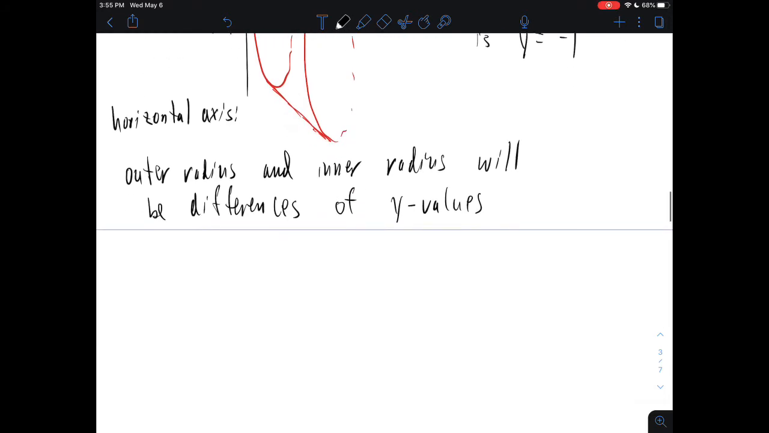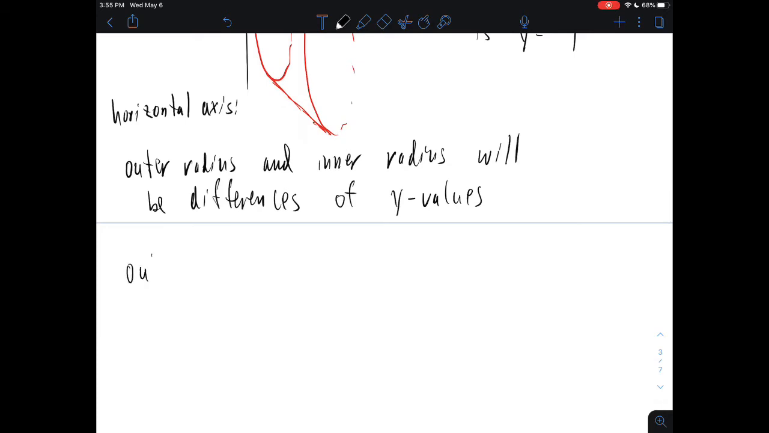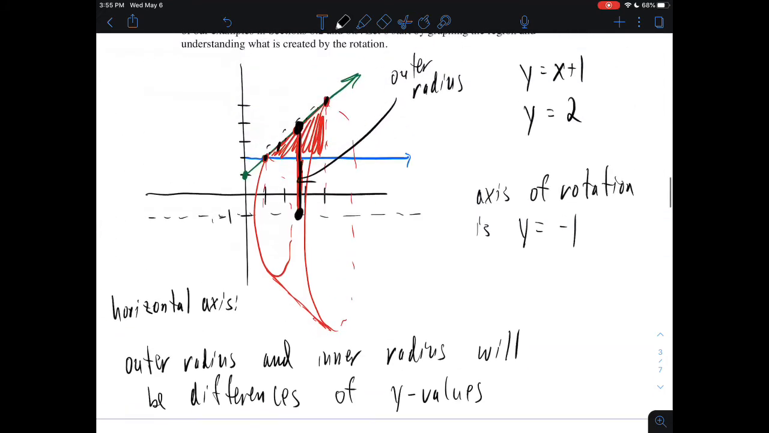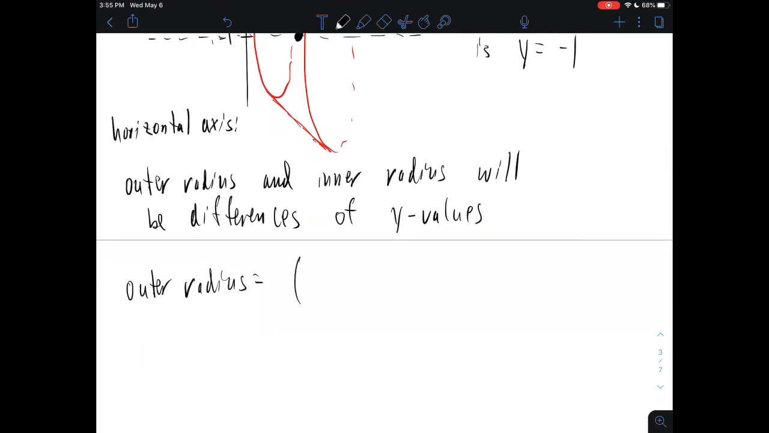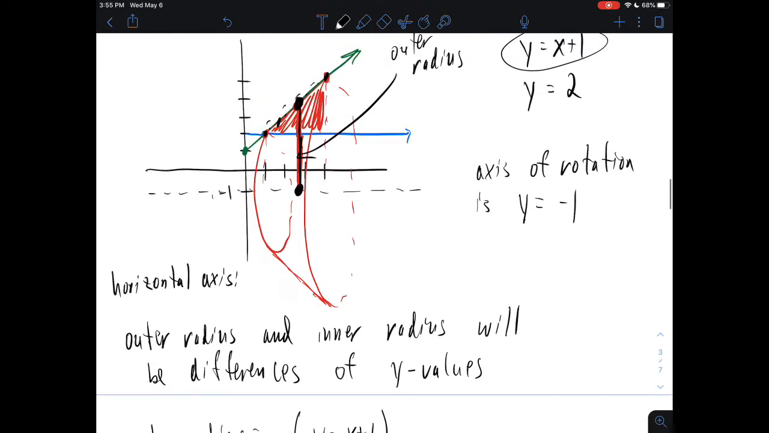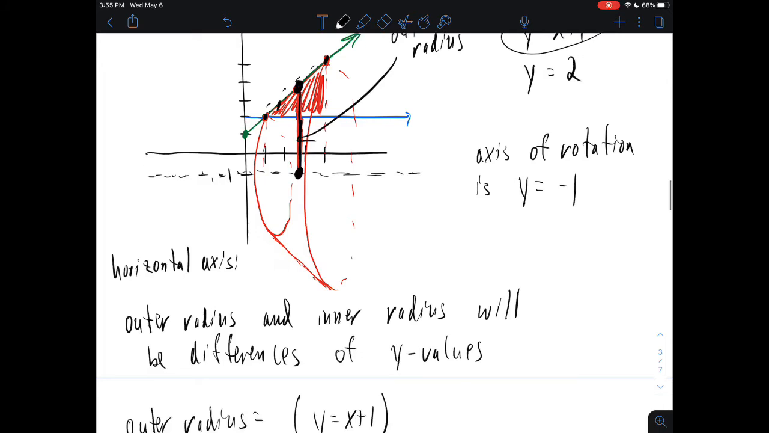So for example, my outer radius here, in this example, it's the y value for a point that's on the green line. And what are those y values? They're given by the equation y equals x plus 1. And then I have to subtract y values that are on the axis of rotation. But what is any y value equal to on this axis? -1.